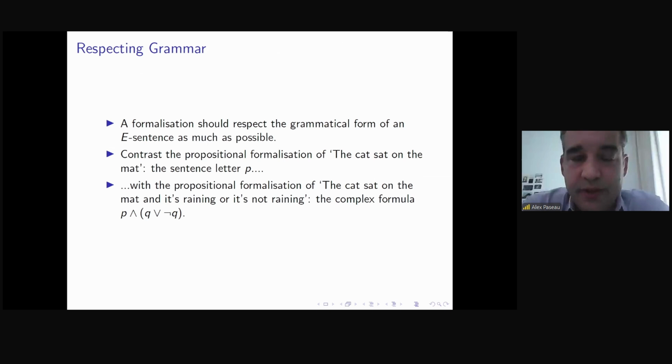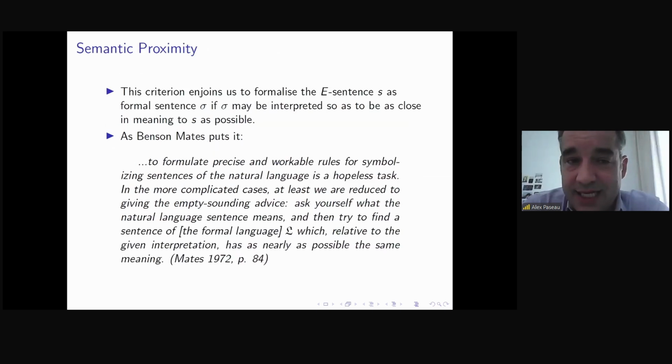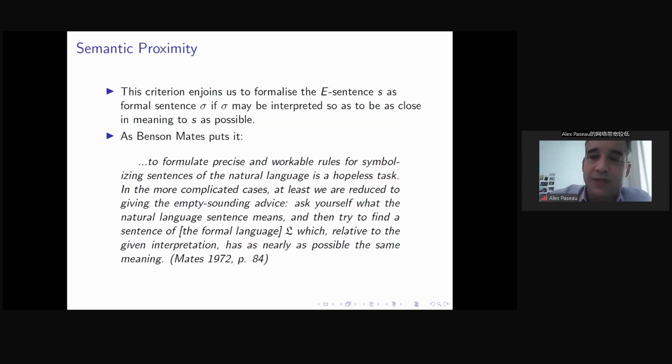The third criterion enjoins us to formalize an English sentence, little s, as a formal sentence sigma, if sigma may be interpreted so as to be as close in meaning to little s as possible. There's a quite well-known textbook, dated now, but quite well-known in the late 20th century, by Benson Mates. And Benson Mates discusses this criterion.